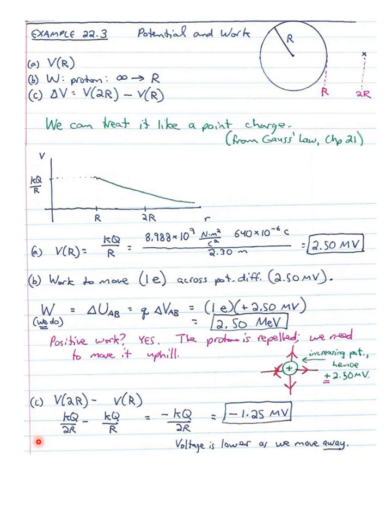Part C asks, what is the voltage difference between 2R and R, between those distances? Well, we can just say kq over 2R minus kq over R. That becomes negative kq over 2R, or negative 1.25 megavolts. And the voltage is lower because we are moving away.